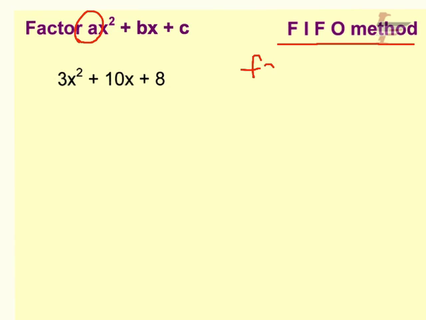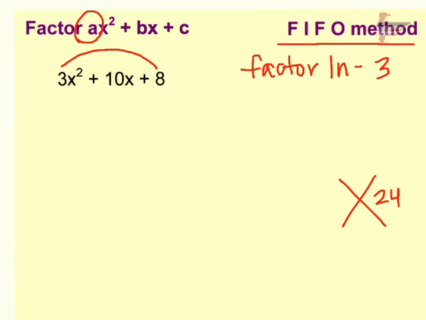First we factor in, and what they mean by factor in is you take the A value and multiply it by the C value. So we are factoring in a 3. I'm going to use a little X over here just to help organize my work. We multiply the 3 times the 8 and we get 24. So we're factoring in the 3, multiply it by C to get 24. And now I'm going to pay attention to the middle term of 10.